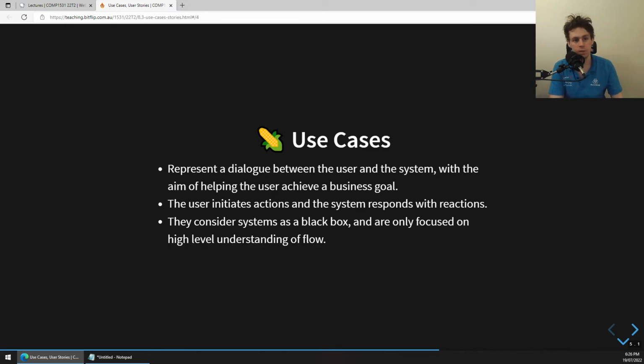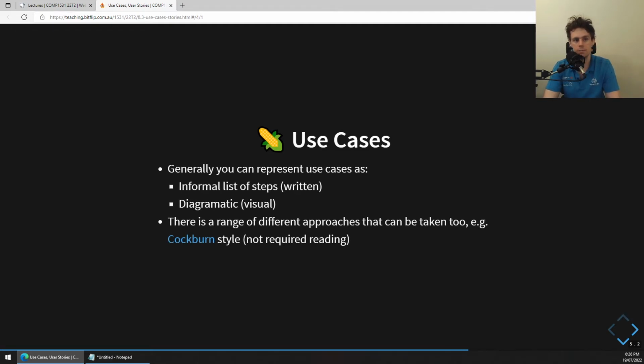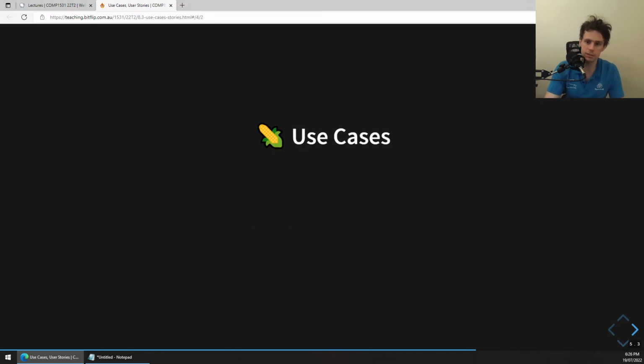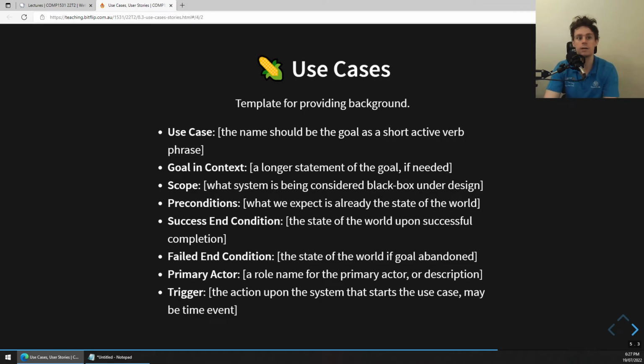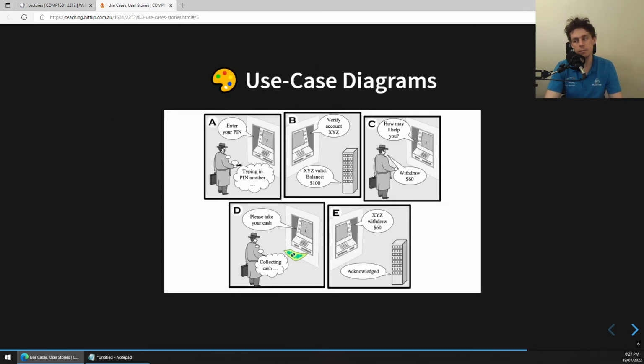Use cases represent a dialogue between the user and the system with the aim of helping the user achieve a business goal. So essentially all it does is demonstrate an interaction. The user initiates an action and a system responds with a reaction. And they're really just high-level flows of how people interact with things. And we can either write them as a list of steps, like a recipe, or we can do them as a diagrammatic example. So I actually might start with the diagrammatic example because I think it's a bit easier.